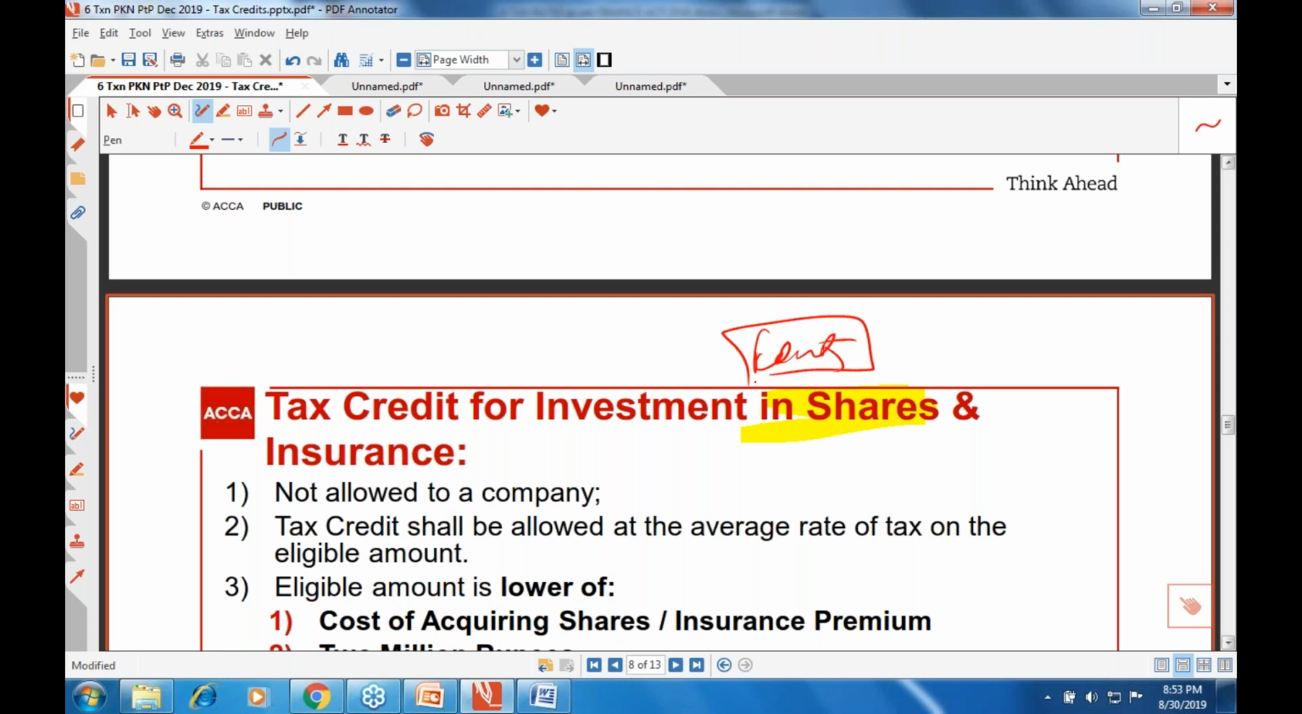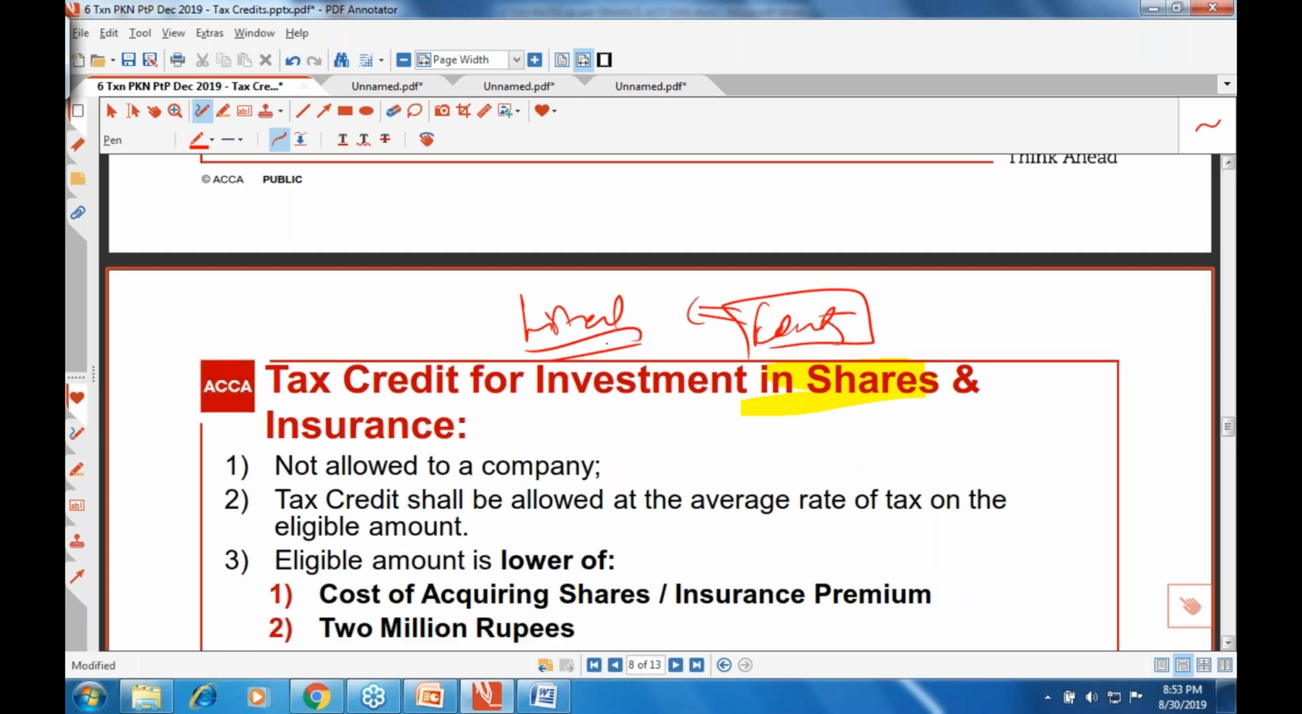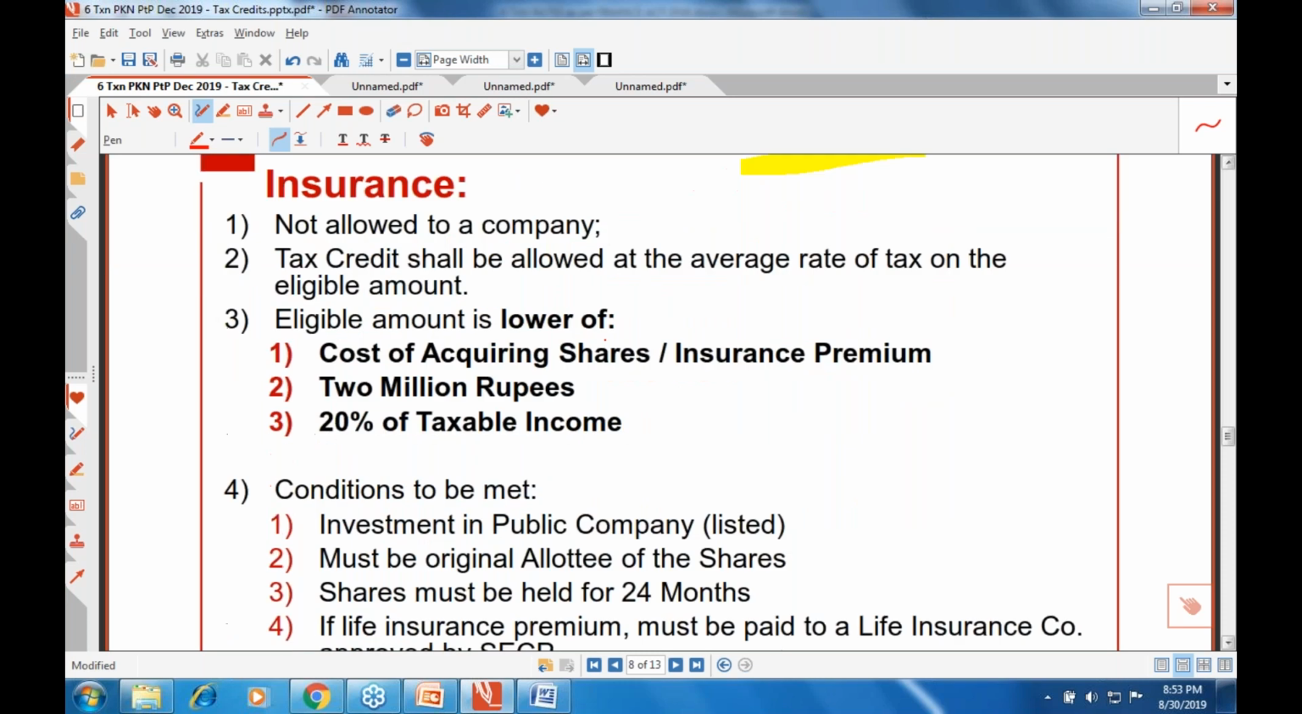Remember, this rebate is only applicable for investment in listed company shares. It's not applicable for other company shares. Now, how do we get this rebate? The rebate is, again, the average rate of tax on the eligible amount. What is the eligible amount? The cost of acquiring the shares.